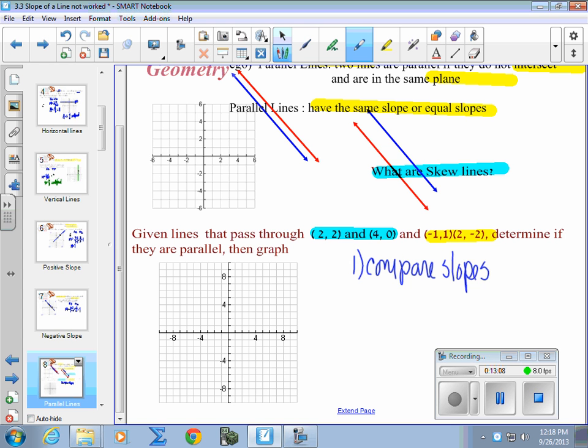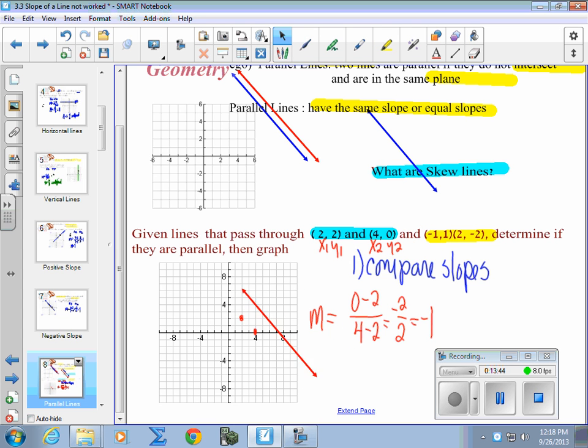So we'll start with what I'll call the red line. We have x sub 1, y sub 1, x sub 2, y sub 2. So we have 0 minus 2 over 4 minus 2. We get negative 2 over 2, our slope is negative 1. So this line, which is 2, 2, and 4, 0, which we call our red line, has a slope of negative 1.